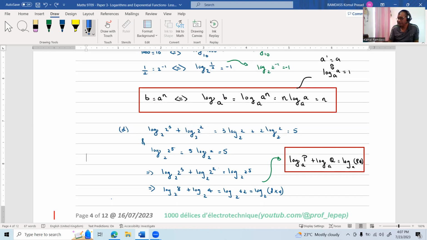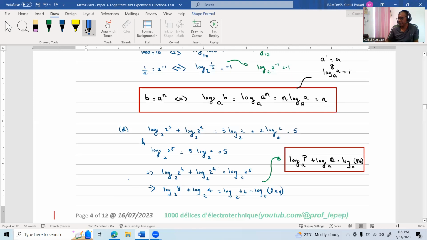Et multiplication law, bon, nous prenons un exemple là, log de 2 to the power of 3 base 2 plus log de 2 to the power of 2 base 2 is equal to 3 log de 2 base 2 plus 2 log de 2 base 2 is equal to 5. And log de 2 to the power of 5 base 2 is equal to 5 log de 2 base 2 is equal to 5. Et finalement, nous sommes capables de dire que ça est égal à ça. Ça veut dire log de 2 to the power of 3 base 2 plus log de 2 to the power of 2 base 2 is equal to log de 2 to the power of 5 base 2. Ça c'est 8, ça c'est 4 et ça c'est 32. Et on trouve que 32 est égal à 8 fois 4. Ça veut dire log de 8 base 2 plus log de 4 base 2 is equal to log de 8 fois 4 base 2. Et là, on trouve une general form. Log de p base a plus log de q base a is equal to log de pq base a.